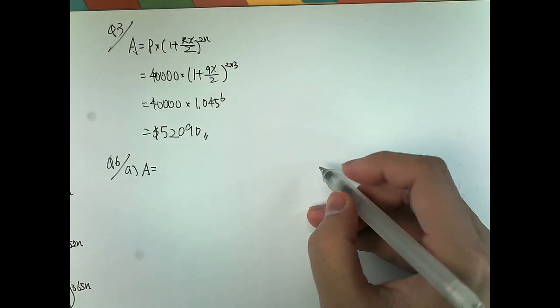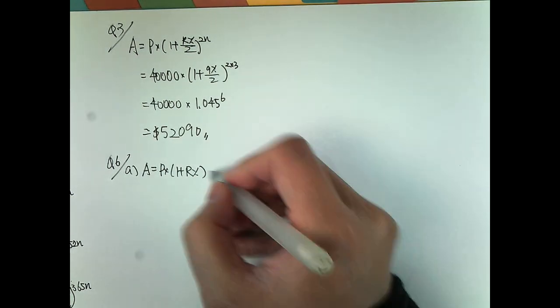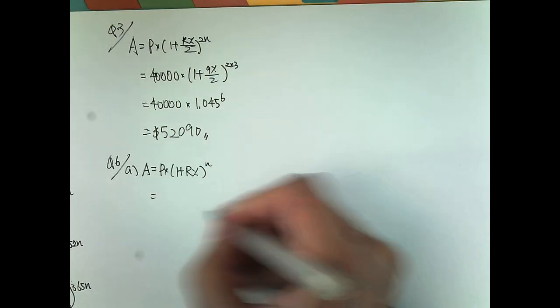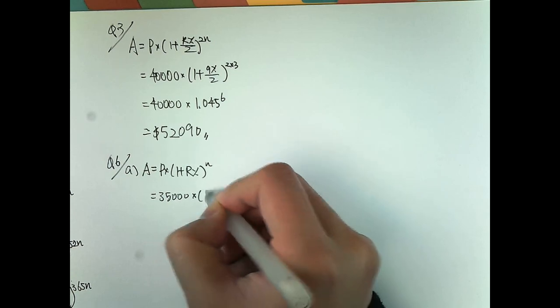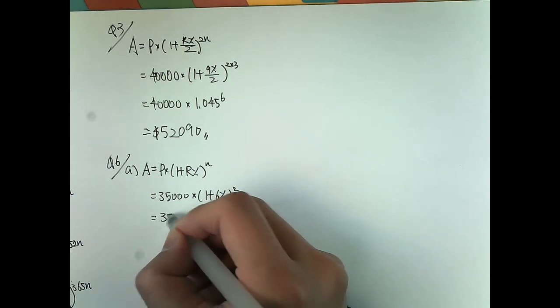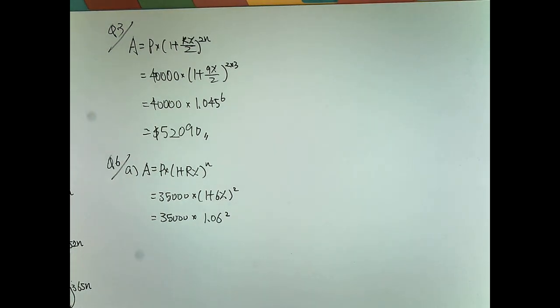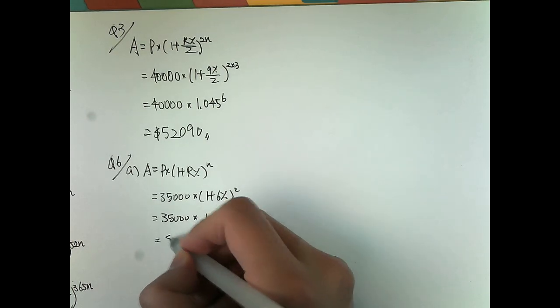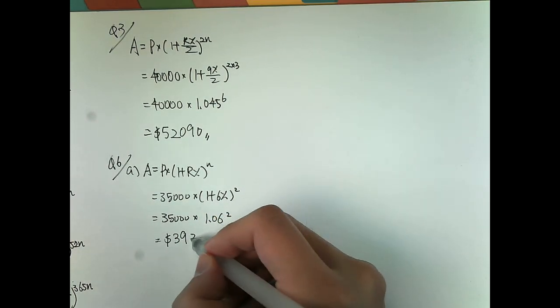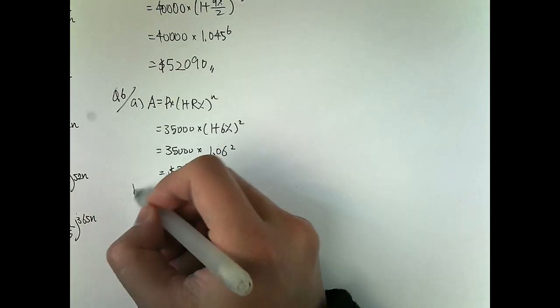So part A, do it yearly, right? You just do this, no need to divide it by anything. So it's to the power N, and then plug in 35,000 times 1 plus 6% to the power 2. Make it decimal before you go into your calculator, 1.06 to the power 2. So go to your calculator. You have 39,326, understand? So this is A.